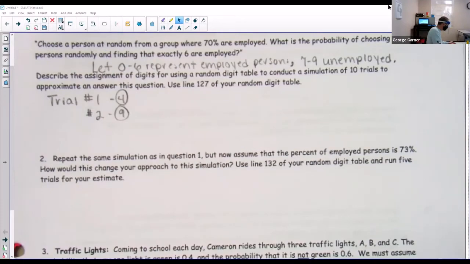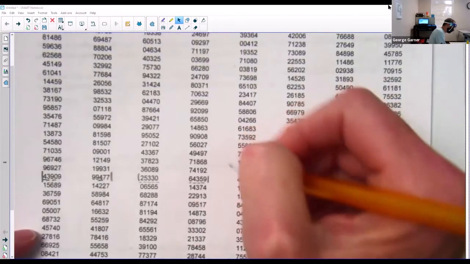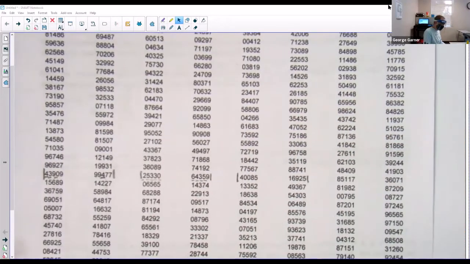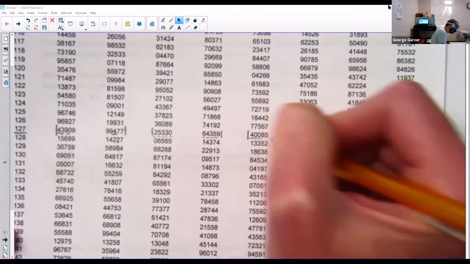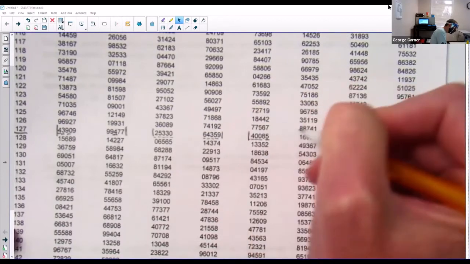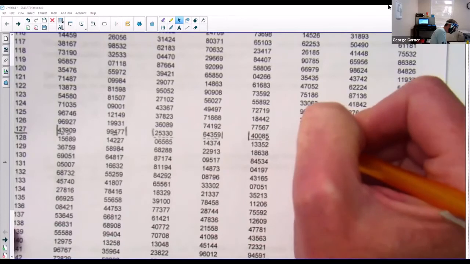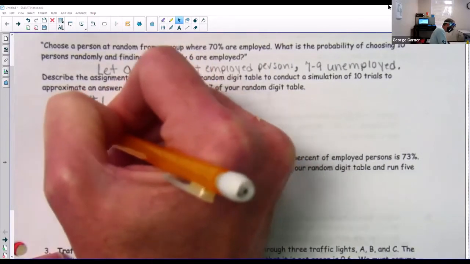And we just keep going like that. So we got 8 more to go. So here's another group of 10. And I'm going to count up the employed people here. So 4 is employed, 0, 0, 8 is unemployed. So don't underline that. 5 is employed, 1 is employed, 6 is employed, but not 9, 2 is employed, and 5 is employed. So I ended up with trial number 3, I had 8.